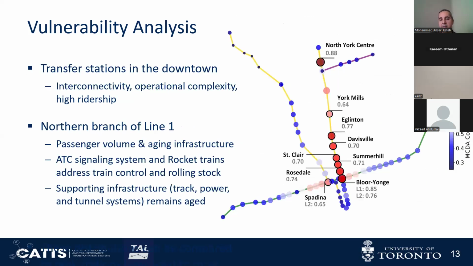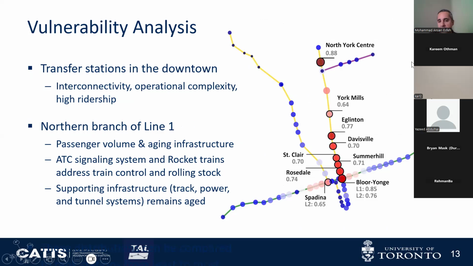And this is the heat map of the most vulnerable stations in the Toronto subway network. Again, I'm just labeling the top 10 stations. The larger red circles show the most vulnerable ones, right? So for instance, North York Center over here. Two clusters stand out here.